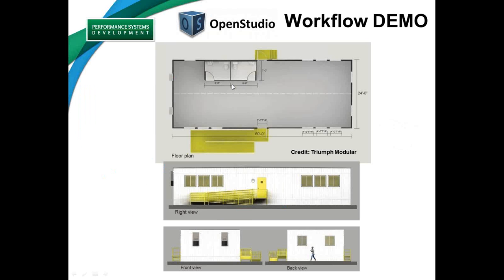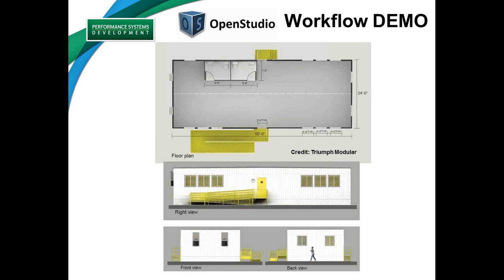What we're going to do today is go through a live demo, and as with any demo, we need a building. So for today's building, we're going to use a very simple building. It's a modular, relocatable classroom. I'll credit Triumph Modular for this plan. Again, you'll look at the plan, it's a 60-foot by 24-foot, essentially a double wide, with a pair of restrooms in the upper left corner. So we'll build this in OpenStudio today.